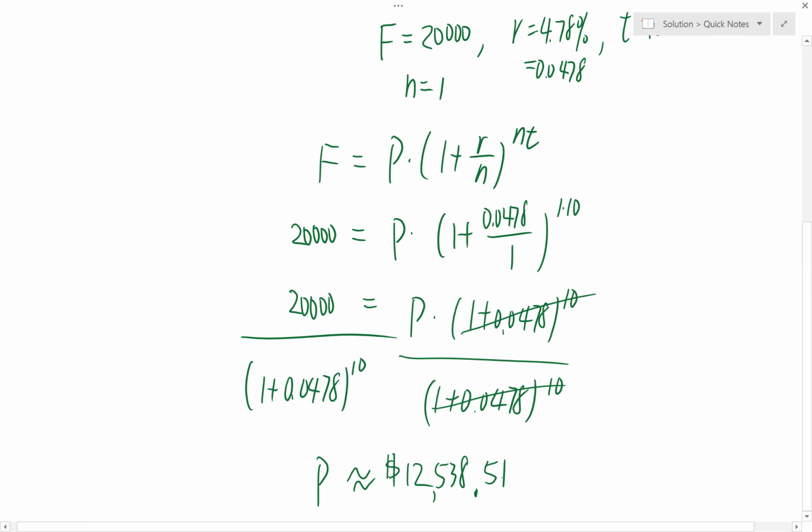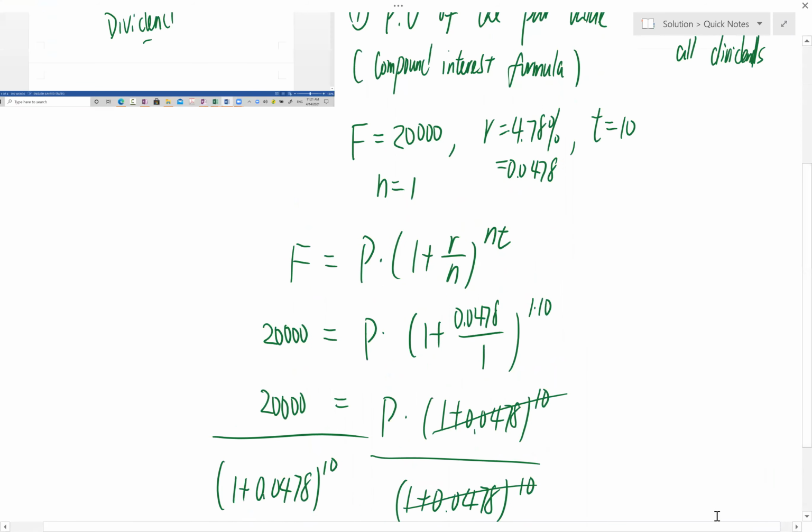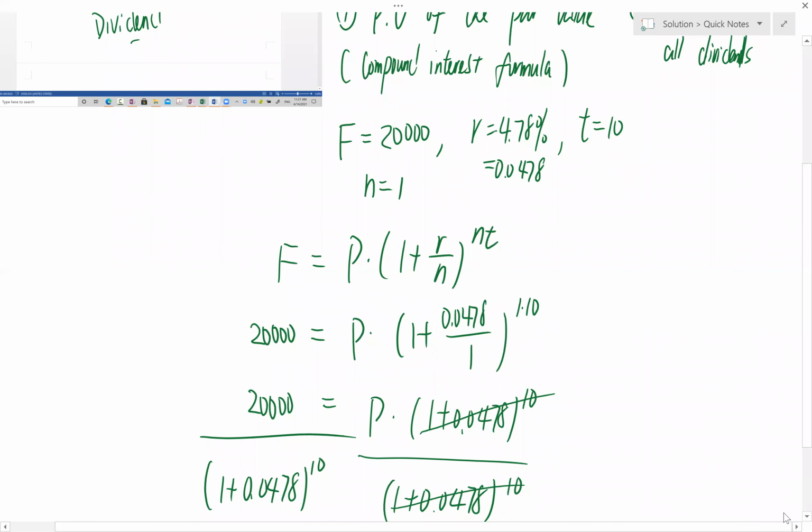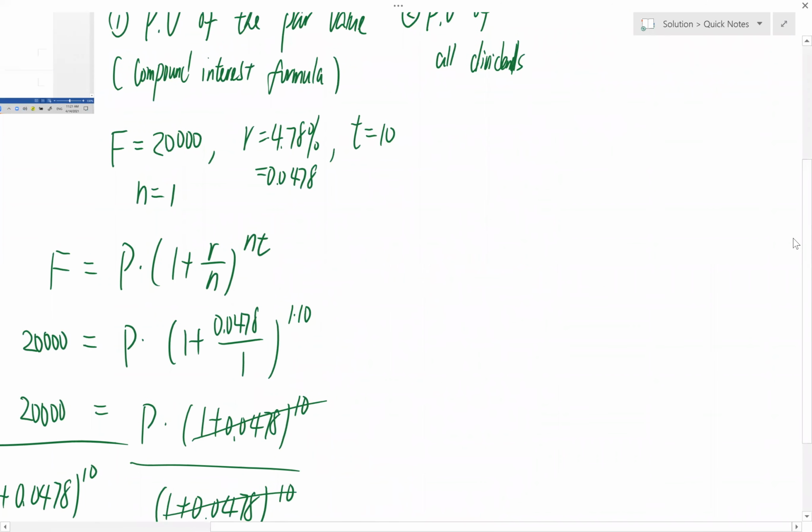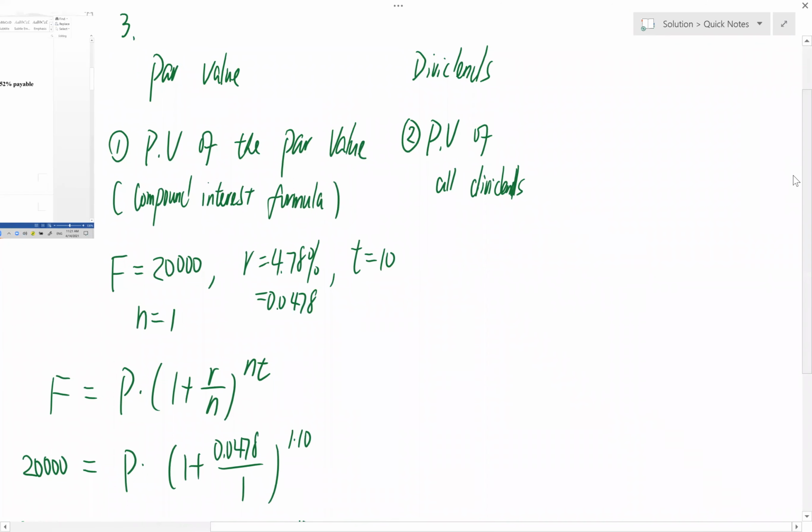Okay, so we get to the first source of the bond price. The second source comes from all these dividend incomes, or interest incomes, if you want to say that. So we also receive interest on a yearly basis. So first, let's find out what the regular payment is.